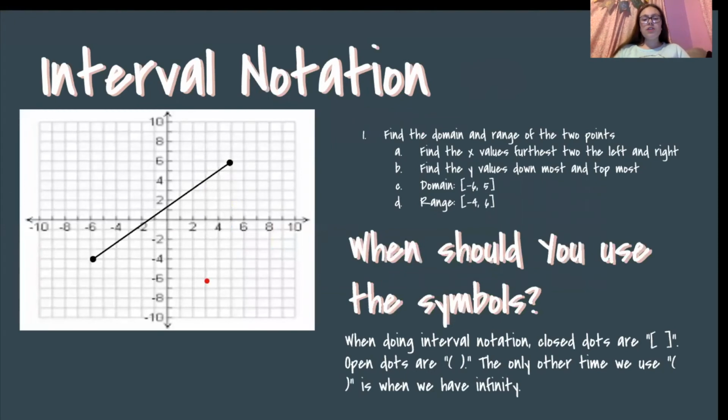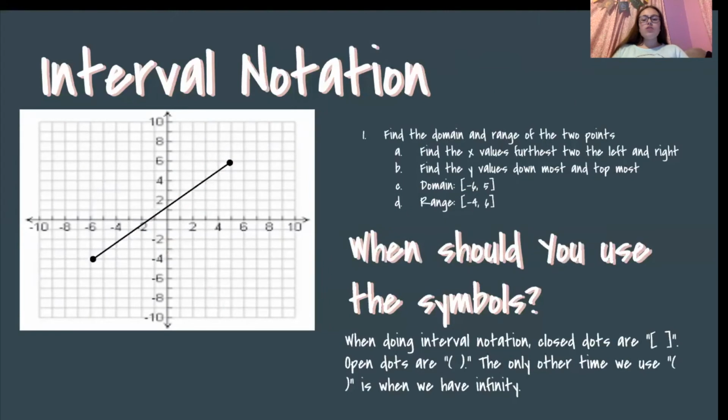Interval notation. The first step is to find the domain and range of the two points. Find the x values furthest to the left and right, and find the y values downmost and topmost. So the domain is -6, 5. You can see it's -6 and 5 here on the x-axis. And for the y-axis, it's -4 and it's 6.